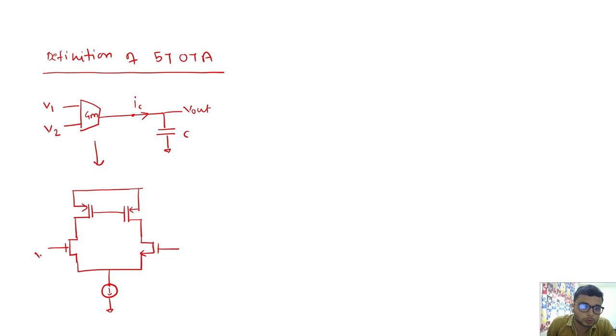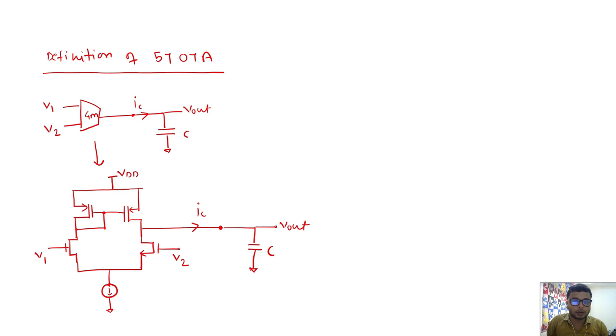Okay, so this is my V1, this is my V2, and we'll take the difference of these two voltages. We will generate some current here, which will be the IC, and this IC will be fed to the capacitor. We will get some output voltage. So yeah, this is a diode connected device. So this is your basic structure of 5 transistor OTA.